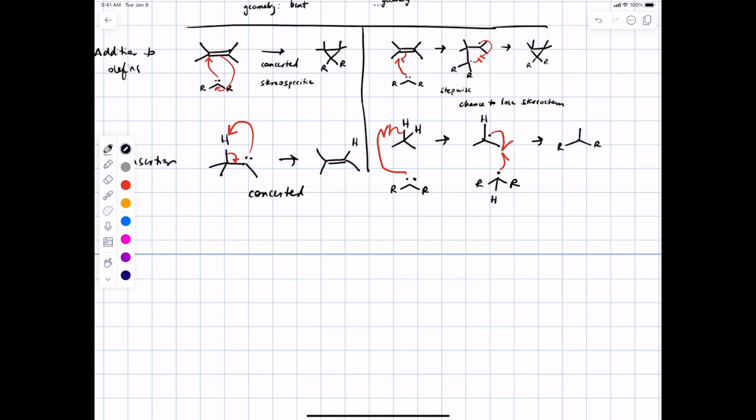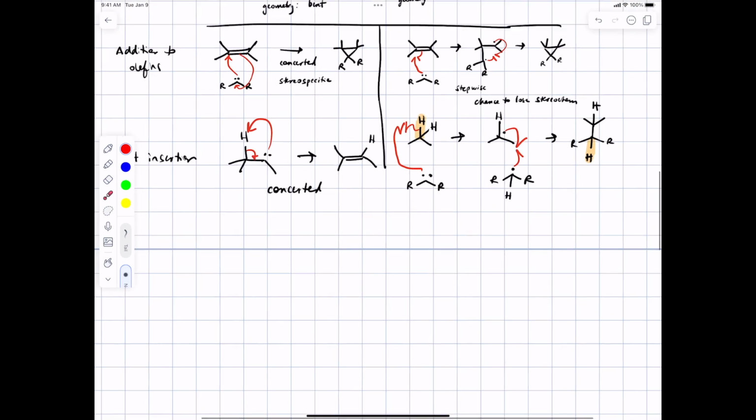That's better. This sort of looks more like a CH insertion product. It's like we've inserted the carbene in between this hydrogen and the carbon of your original molecule. Again, for both of these, CH insertion and addition to olefins, it's stepwise for carbenes, or sorry, for triplet carbenes.